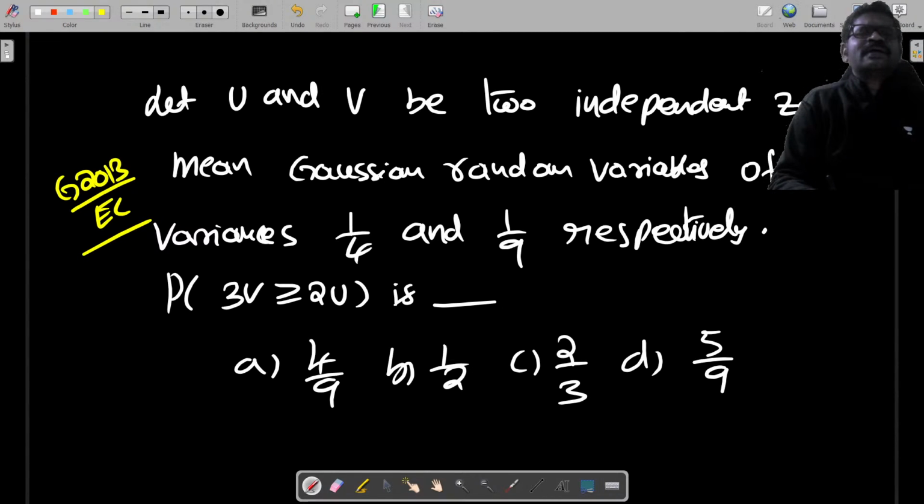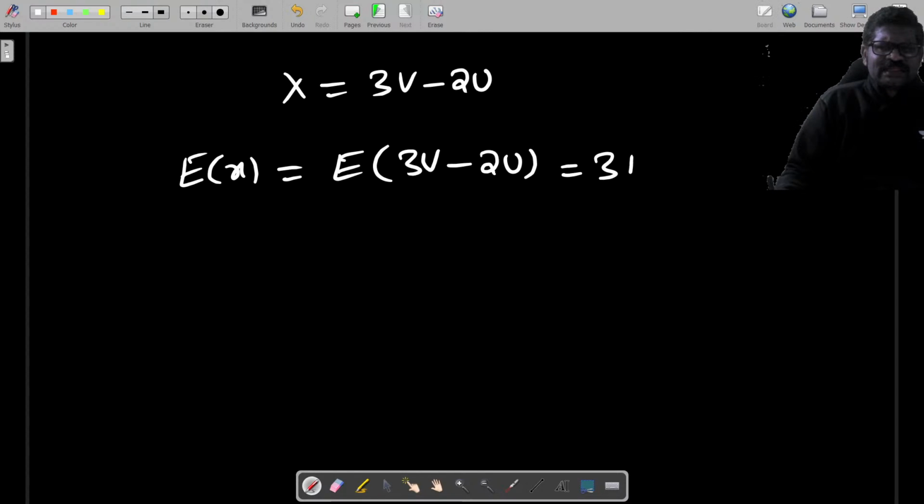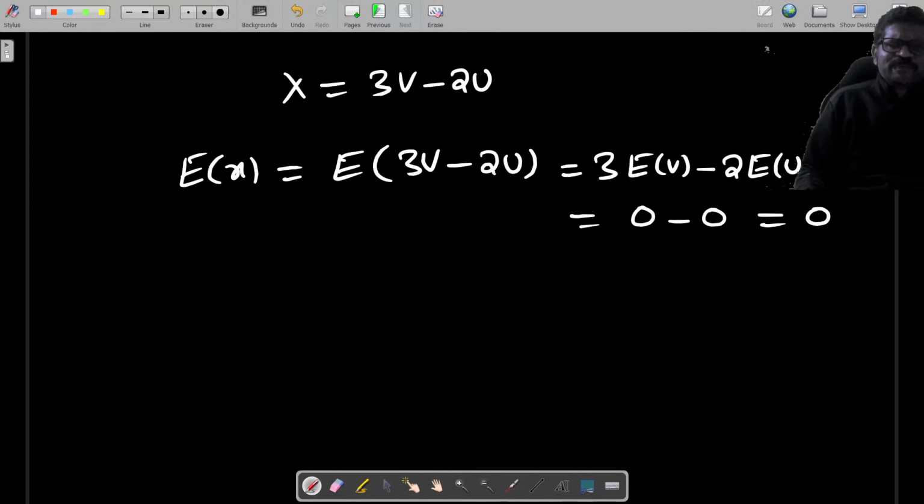Now, here let us take the random variable x equal to 3v minus 2u. Now the expectation of x is the expectation of 3v minus 2u, that is 3 into expectation of v minus 2 into expectation of u. This is 0. E of u is also 0, that's why finally 0. Expectation of x is 0.